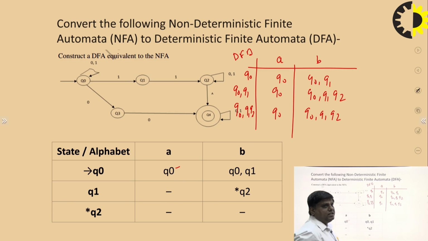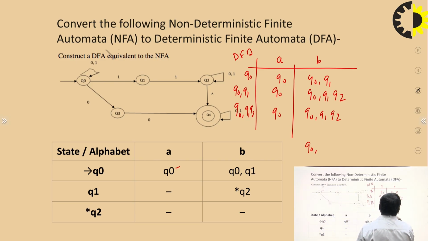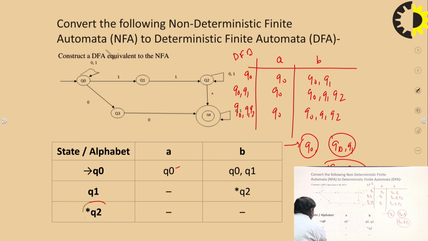We can also draw the transition function. It means how many states are available: that is Q0, Q0 Q1, and Q0 Q1 Q2. These three states are contained in the DFA. This one is the initial state, and the final state in the NFA is the same as the final state in the DFA, and you can draw this simple transition table.